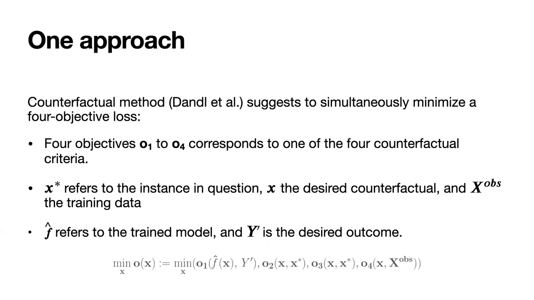And I don't want it to be arbitrarily different, right? I don't want it to suggest values that don't make sense, right? So that's what the 4th criteria is.